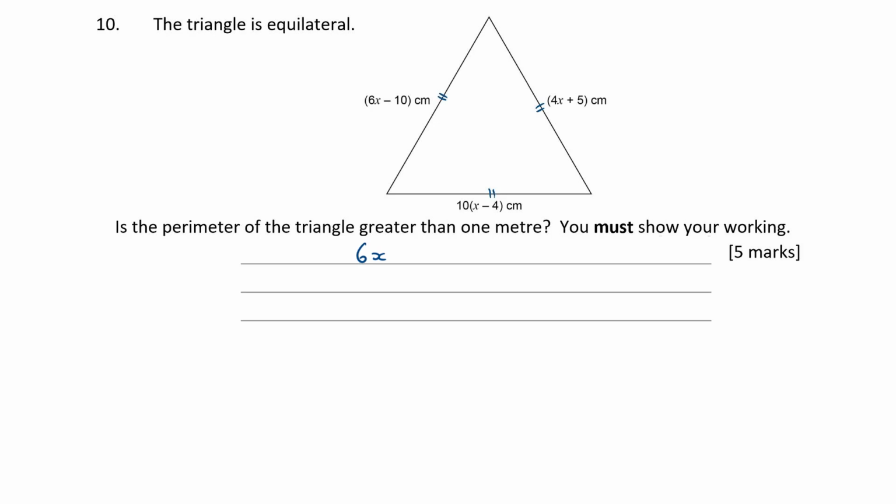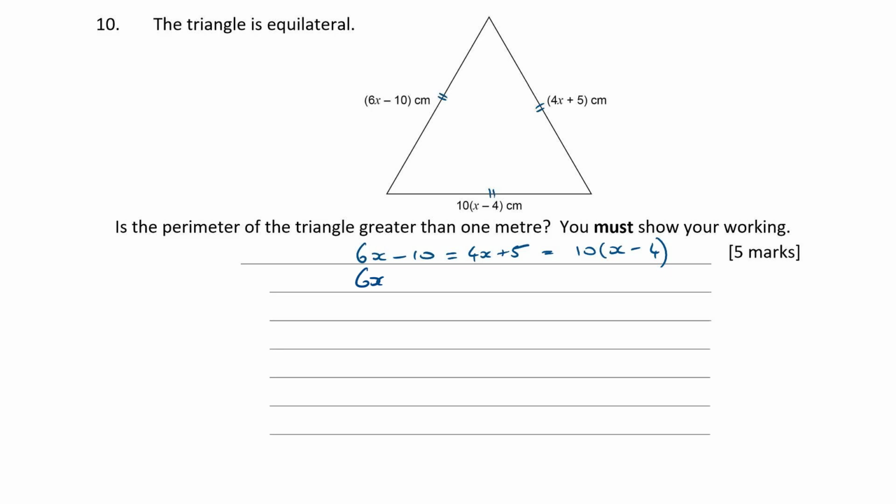So 6x minus 10 has got to be equal to 4x plus 5, which has got to be equal to 10 lots of x minus 4. Okay? Now it's not so easy to work with 3 parts of an equation like that. Can't really have 2 equal signs. So probably it's easier to work on one part and then the other part. So let's start with the first two.